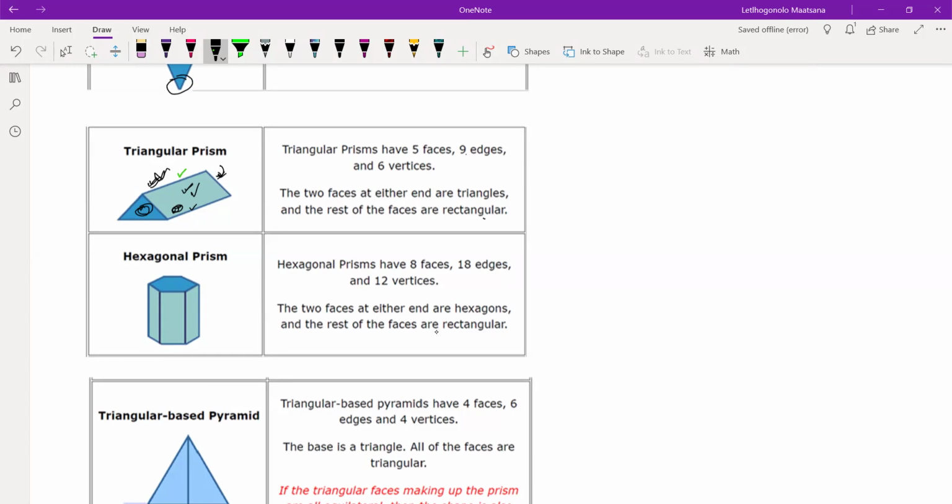We have a hexagonal prism. A hexagonal prism has 8 faces, 18 edges, and 12 vertices. The 2 faces at either end are hexagonal, so that end and the one below it, and the rest of the faces are rectangular. So hexagonal there, and everything else is rectangular.